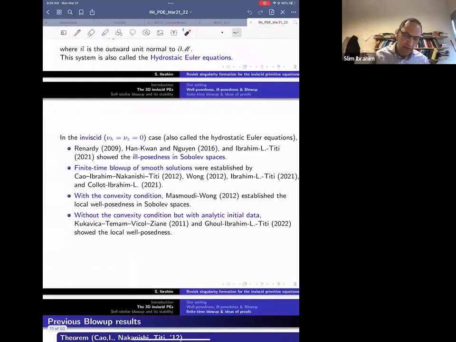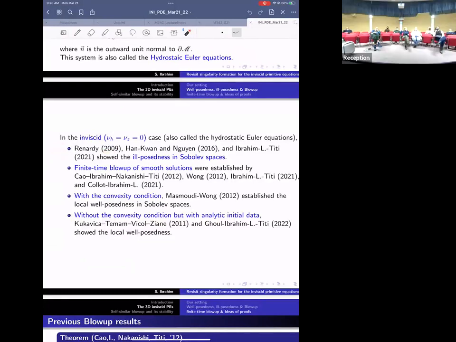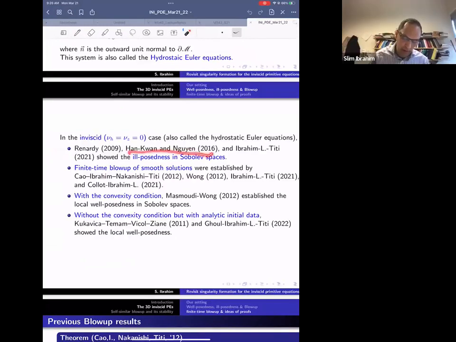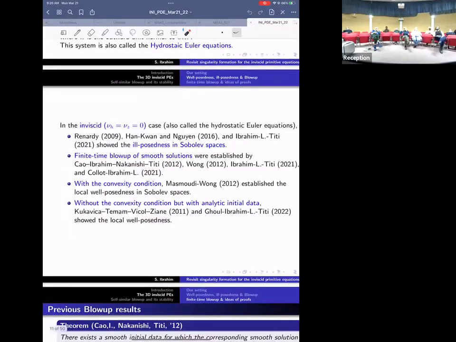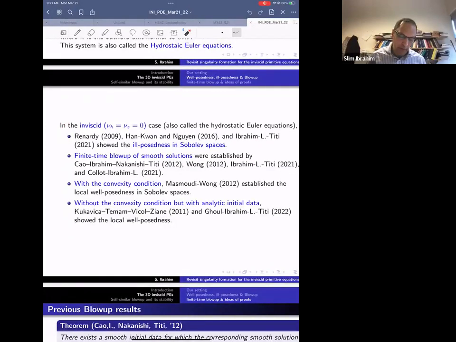For this inviscid primitive equation, we know linear and nonlinear instability. The linear instability was proved by Renardy back in 2009. Han-Kwan and Nguyen in 2016 proved the nonlinear instability. And in the case of rotation, together with Chuan Lin and Idriss, we showed that they are ill-posed in the scale of Sobolev spaces.